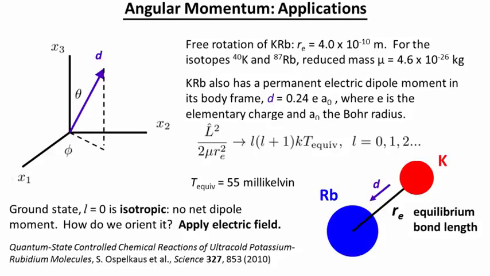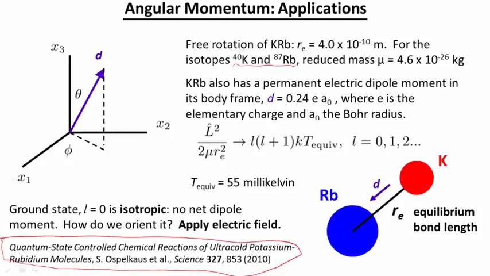Okay, just to remind you, we're looking at the properties of a sort of test case potassium rubidium molecule, which is of interest in ultra-cold atomic and molecular physics. And at the end of the previous part, we got to the realization that in the ground rotational state of the molecule, its dipole moment is oriented randomly, and so there's no net dipole moment. We want to orient it, and how do we do that?